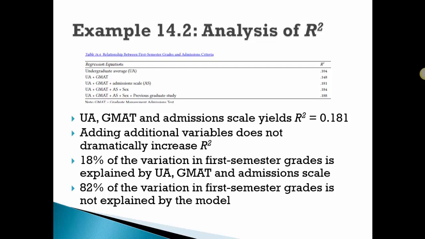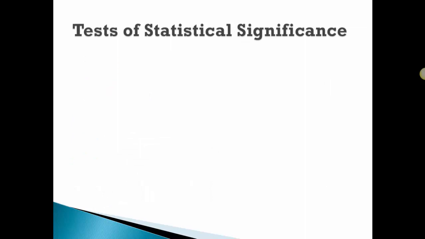82%, however, of the variation in the first semester grades is not explained by this model. And so perhaps there are some other variables that we haven't included that would really help improve that model beyond the ones we did look at.